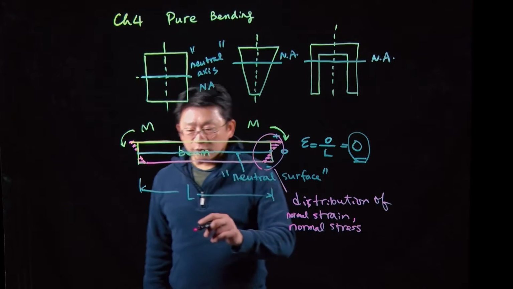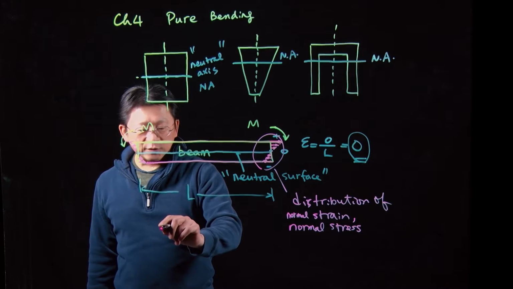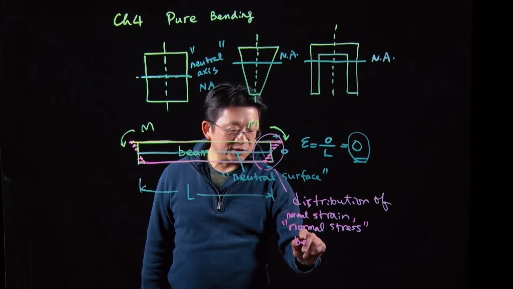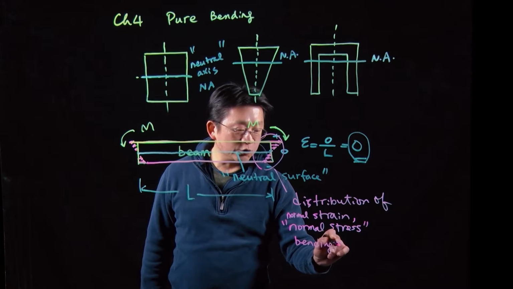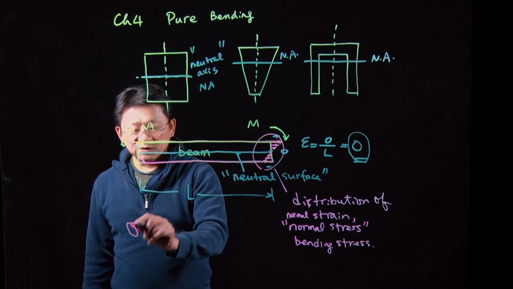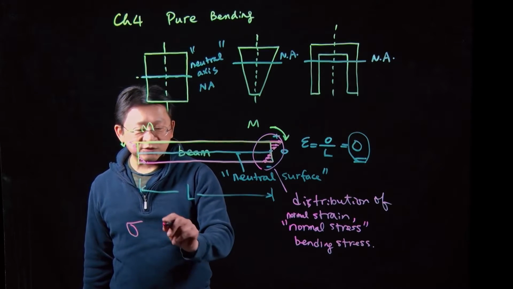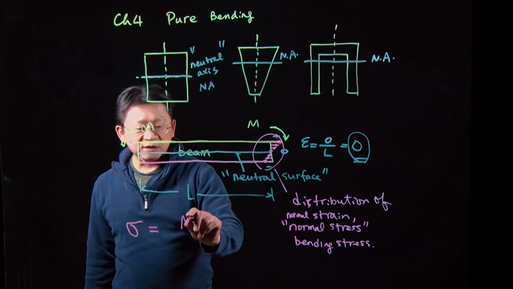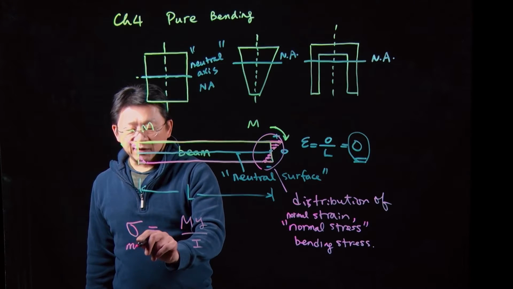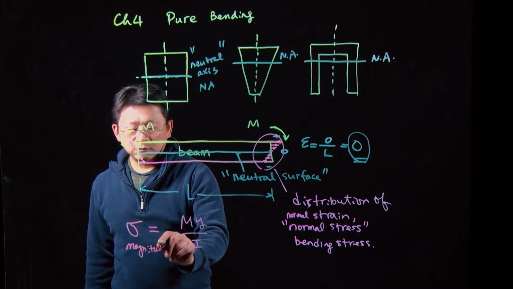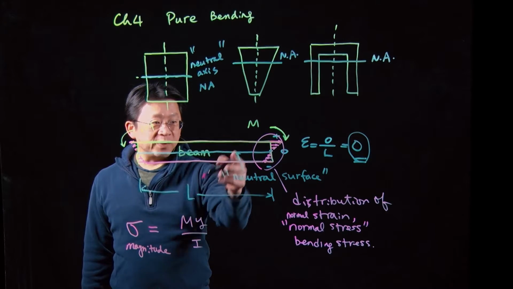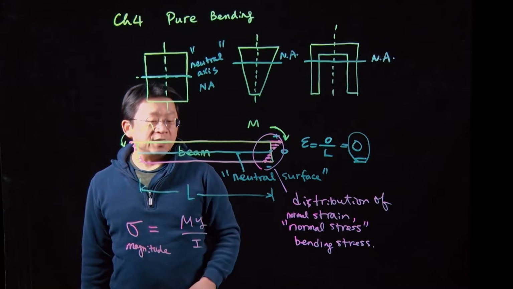And in these chapters, you're going to spend quite a bit of time learning how to calculate this normal stress. Sometimes people call this the bending stress, and the two terms are exchangeable. In magnitude, sigma of the normal stress or bending stress, you're going to learn this formula is My over I. And this is the magnitude. M is the bending moment we applied, and y is this one.